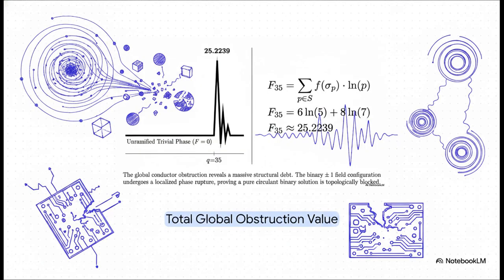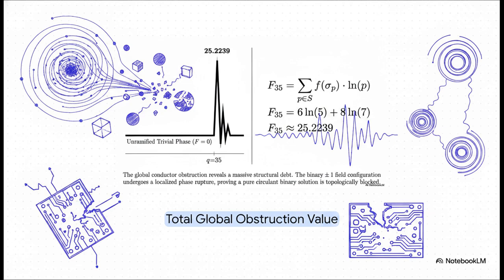Now, let's calculate the total arithmetic weight of this obstruction, I sub 35. We take our localized conductors, 6 and 8, and we weight them mathematically by the natural logs of their respective primes. That's 6 times the natural log of 5 plus 8 times the natural log of 7. Run that calculation, and it outputs a global obstruction value of exactly 25.2239. The massive spike you see in this graph represents a localized structural debt.